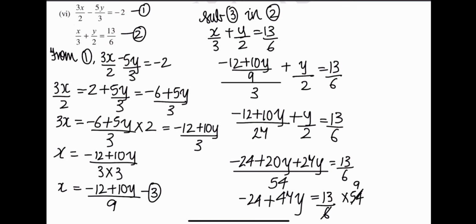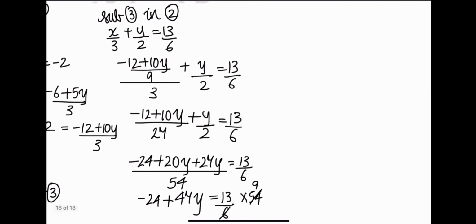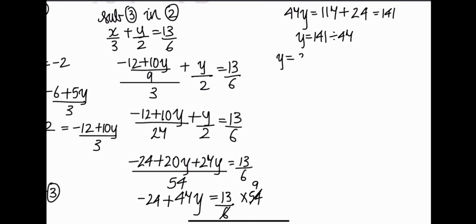Now, let's do some cancelling. Always find ways to cancel when you can. It will make your work much simpler. Now, we know this is equal to 141. Now, y is then equal to 3. This is the value of y.